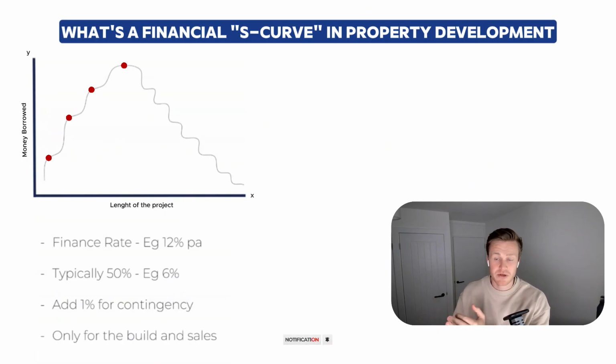So what we do is we take the finance rate. So let's say your bank are charging 12% per annum. This is an example. You typically halve that, so 6% for the total build costs. And then we actually add a 1% contingency just to be on the safe side. That runs for the duration of the build and sales.